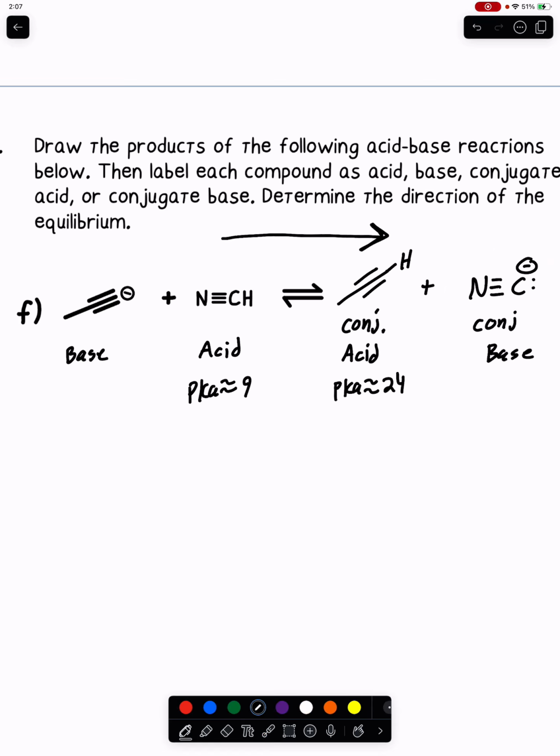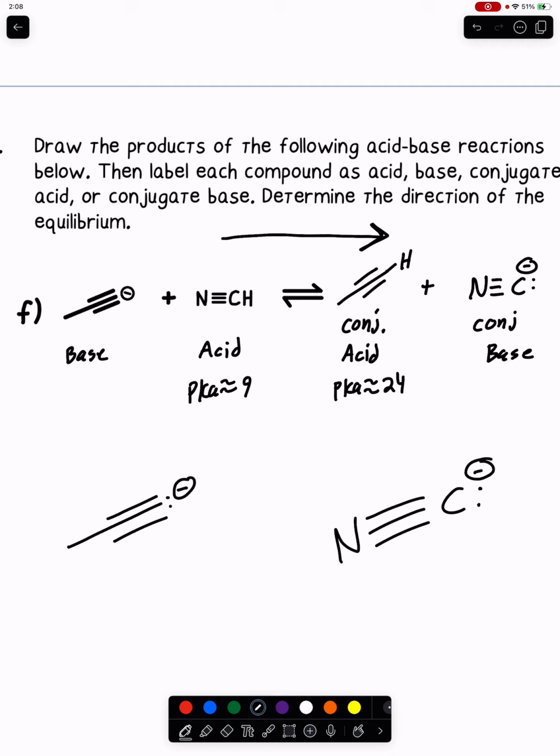Strength of an acid is directly proportional to the stability of the conjugate base. The more stable the conjugate base, the more acidic the acid was. All right, so for some reason that one on the right side is more stable. Well, let's compare the two. So here we have negative charge on an sp hybridized carbon. Here we have negative charge on an sp hybridized carbon.